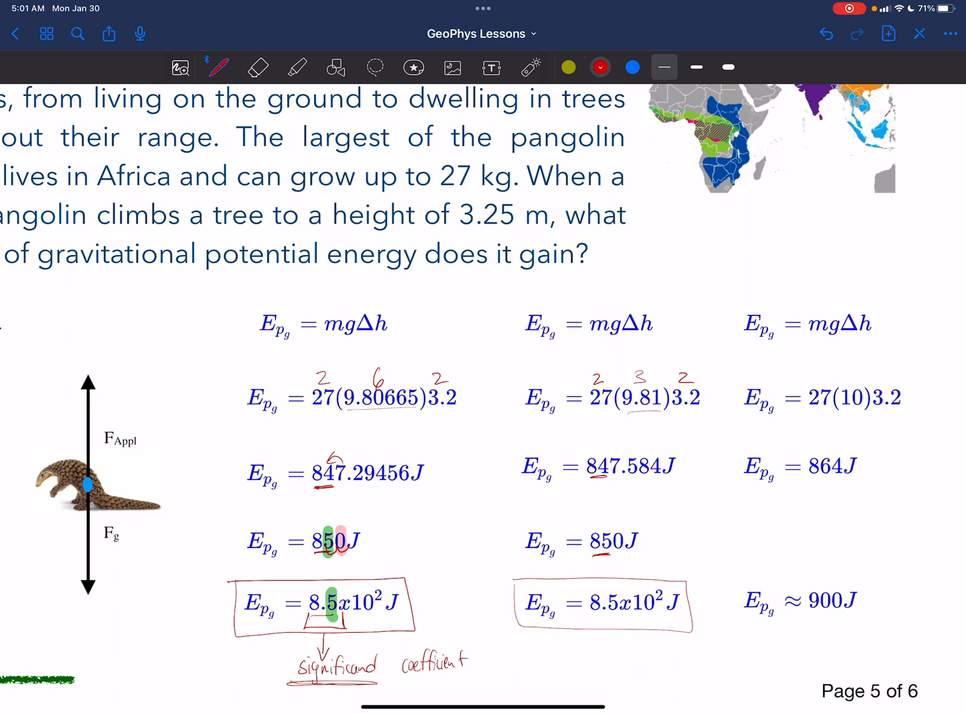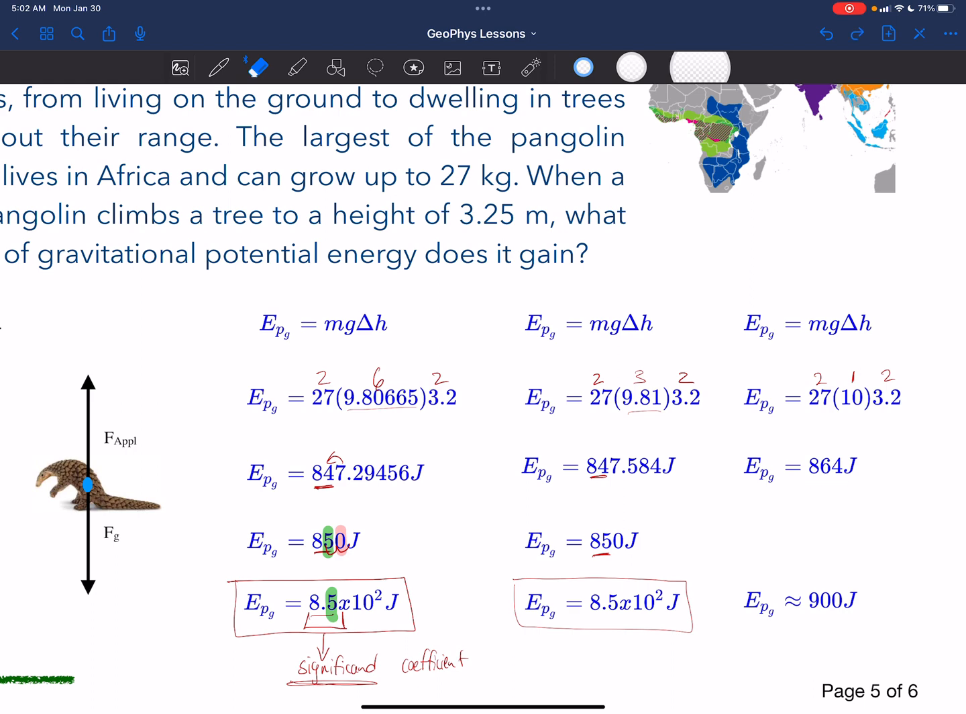Now, the other way that is very common and popular is to simply use the number 10 for g. Now, this number has 2 digits, this number has 2 digits, and you might look at 10 and say that it has 1 digit. But what we're doing when we use the number 10 is we're rounding to the nearest 10. So this really only has one significant digit. We do the math out, and we find out we get 864, which is quite a bit different than 847, 848, or the 850 we would round it to.